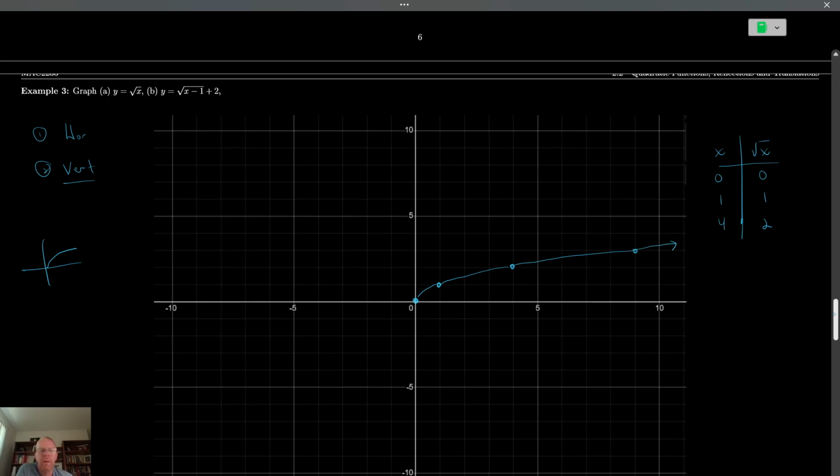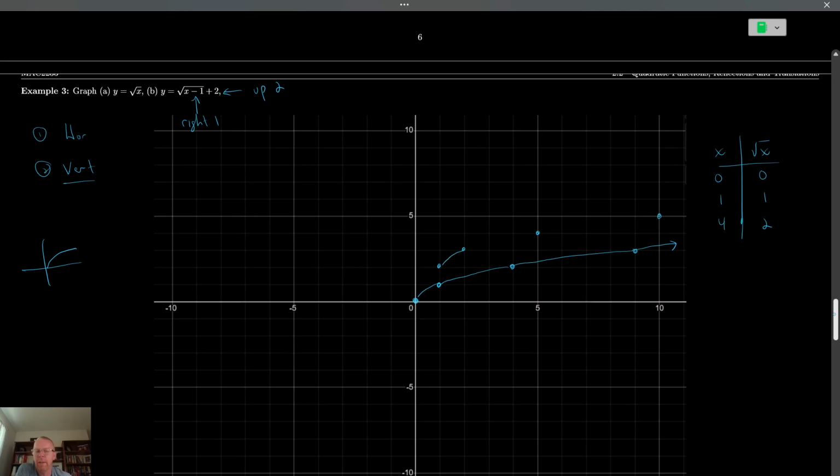So now what are we doing? Remember this is opposite, so you might think negative goes this way, negative actually goes that way. So we're going to move right 1, and then the plus 2 is going to move us up 2. So now this 0, 0 coordinate is going to move right 1 and up 2. This 1, 1 is going to move right 1 up 2. This one is going to move right 1 up 2, and then move right 1 up 2.